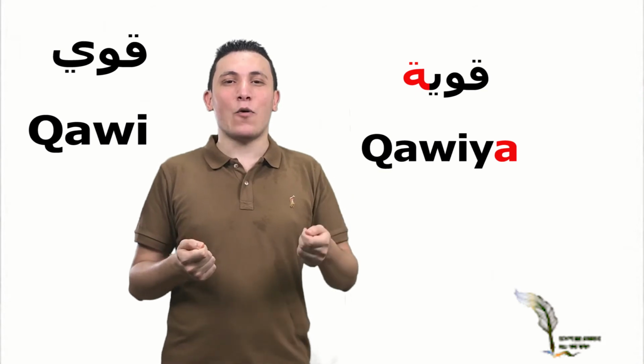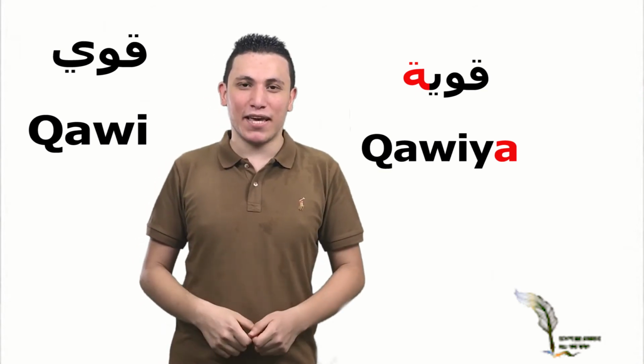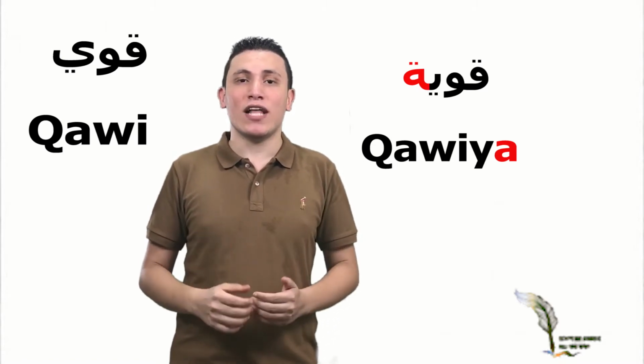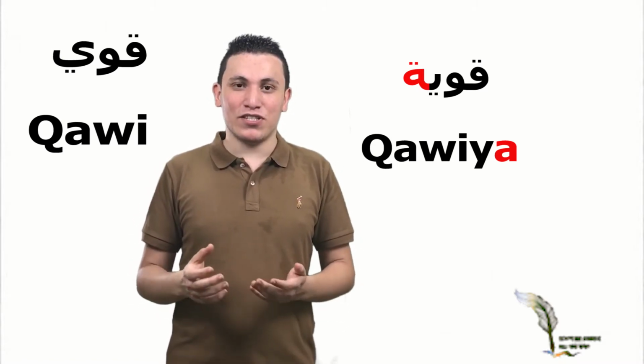It's also used to make masculine adjectives into feminine adjectives. For example, the word قوي. قوي means strong. To make this masculine adjective a feminine adjective, we have to add the ت مربوطة. And as I told you, the ت مربوطة gives you the a sound. So قوي would be قوية. قوية, strong. Okay? This rule can be applied to all nouns and all adjectives that you will learn in Egyptian Arabic.